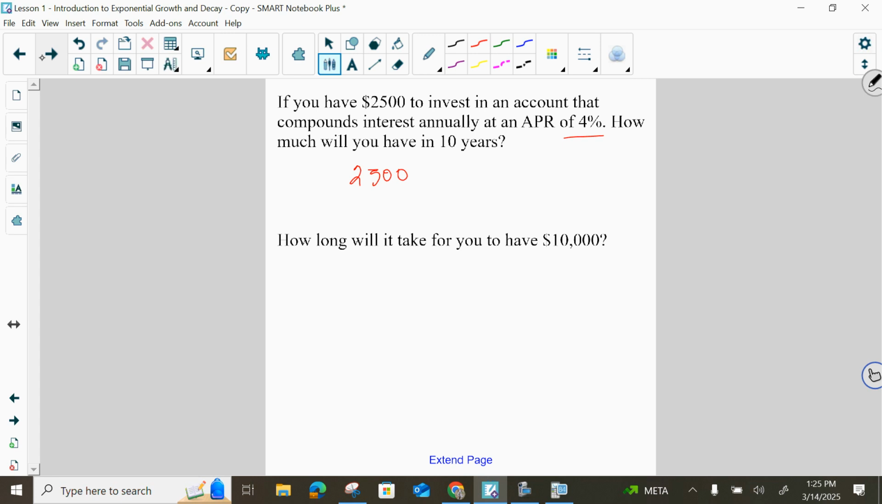You're investing and it's giving you 4%. How much do you have after 10 years? How long will it take you to get 10,000? So that's the growing part, right?